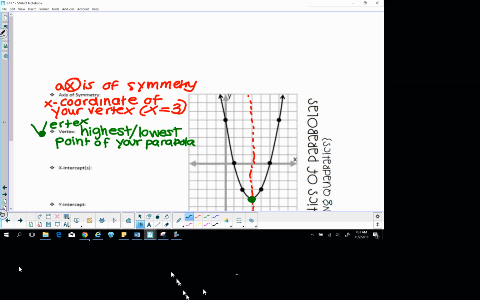We already know our x coordinate is going to be 3 because that was our axis of symmetry. Our y coordinate is -1, -2, -3, -4. So your vertex is a point that's the highest or lowest. Basically, when I write V, that very bottom, I remember.